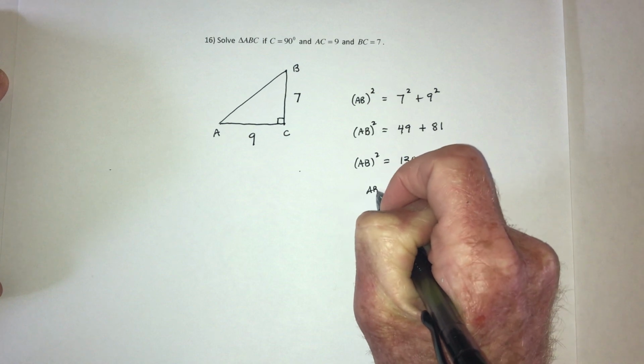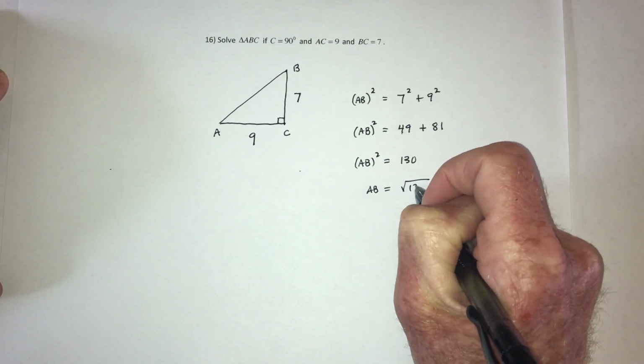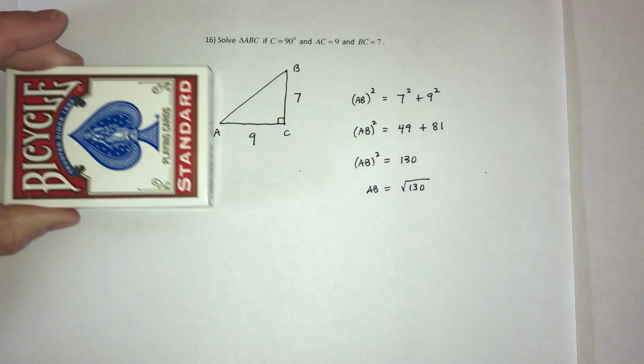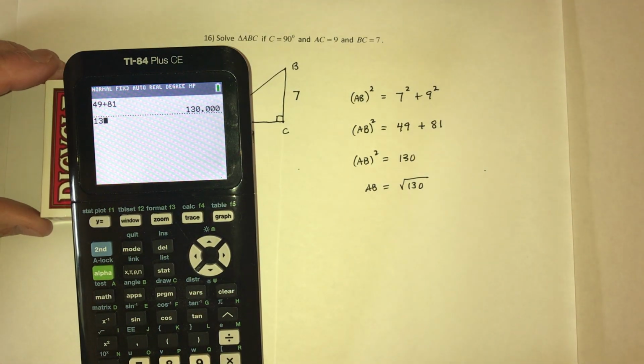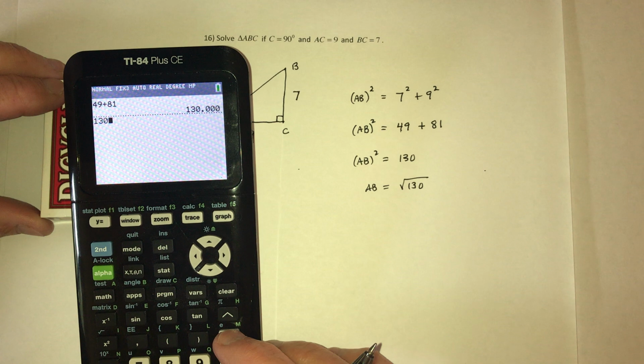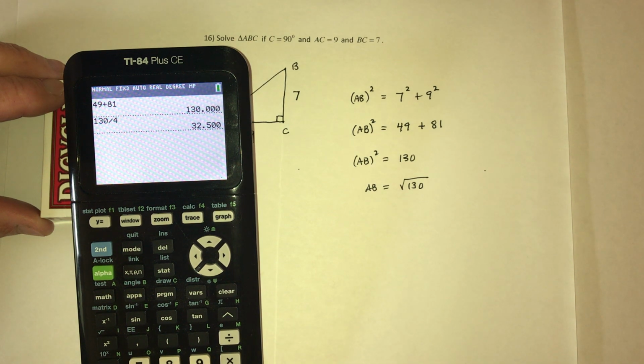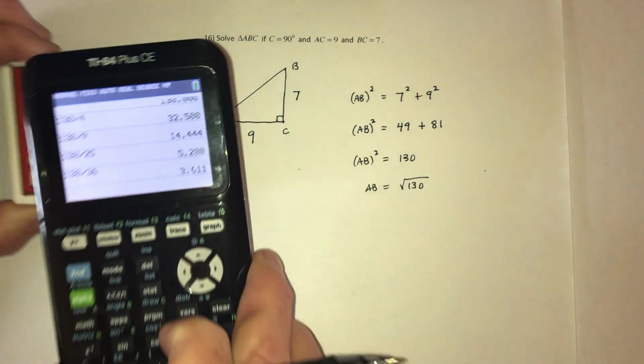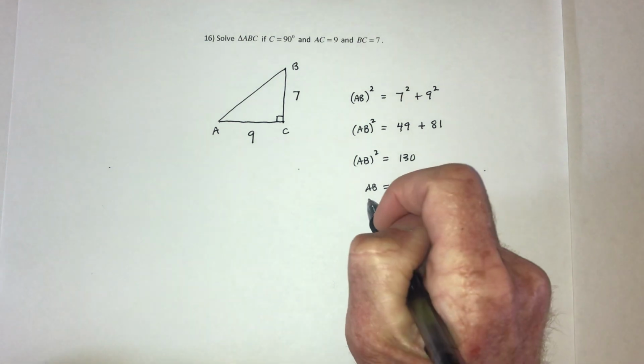And then square root both sides. So it's going to be the square root of 130. Now I'm wondering if the square root of 130 could be simplified. So 130, is that divisible by 4 or any other perfect square? No. 130, is it divisible by 9? No. 130, is it divisible by 25? No. And now we're down to such a small number. If I take the next one, divided by 36, no, it's not working. So we just leave it as the square root of 130. That's fine.